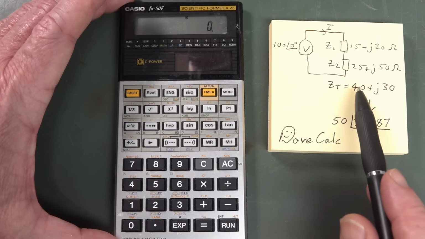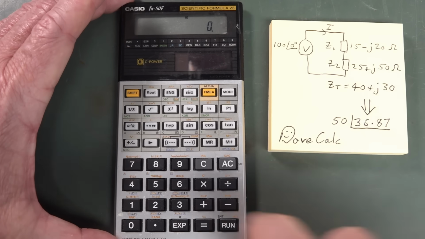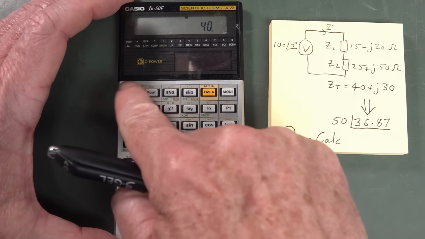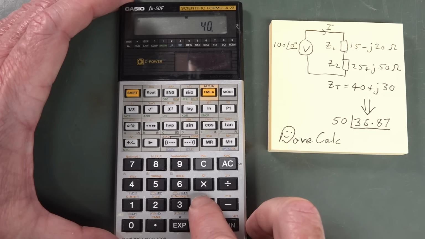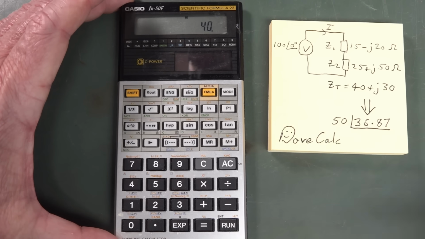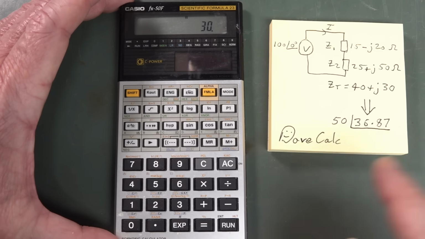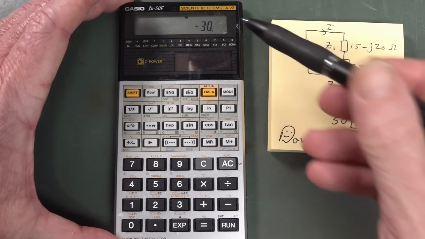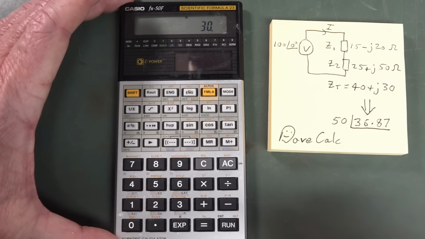It's a shift function. So what we do is we first take our real component. So we go 40 and then we go shift R to P, rectangular to polar. It knows it's in that mode. Now it's waiting for the complex part, which in this case is plus 30. So we just put in 30. If it was minus J up here, for example, we would put minus in, but it's not. It's plus 30 like that.